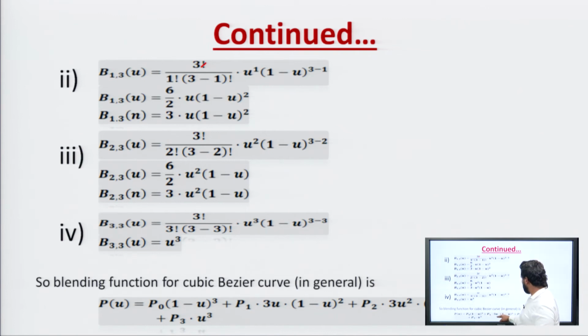So, putting this value p1, 3u(1 minus u) square, p2, then we will be putting the value of b2,3, it comes out to be 3u square(1 minus u), then putting the value of b3,3, that comes out to be u cube. So, this is the general equation for the cubic Bezier curve.